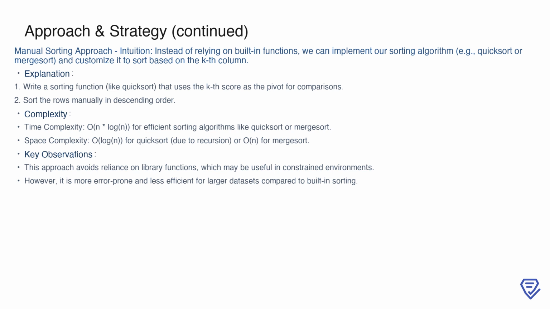While the time complexity remains O(n log n) for efficient algorithms like quicksort or merge sort, the space complexity depends on the choice of the algorithm, for example, O(log n) for quicksort due to recursion or O(n) for merge sort. One important observation is that avoiding library functions can be beneficial in constrained environments where external utilities are unavailable. However, this approach has its downsides, including increased complexity, being more error-prone, and requiring extra effort to implement correctly. For larger or more complex datasets, relying on manual sorting may not be as practical as built-in solutions.